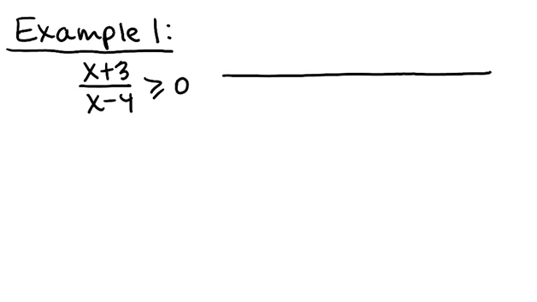And so what I'm going to do is put down the zeros of the numerator and the denominator. So x equals negative 3 is where the numerator equals 0, and x equals positive 4 is where the denominator equals 0. Then I'm going to test values, just like I did with that quadratic function earlier. I'm going to choose x equals 0, if I can choose 0.